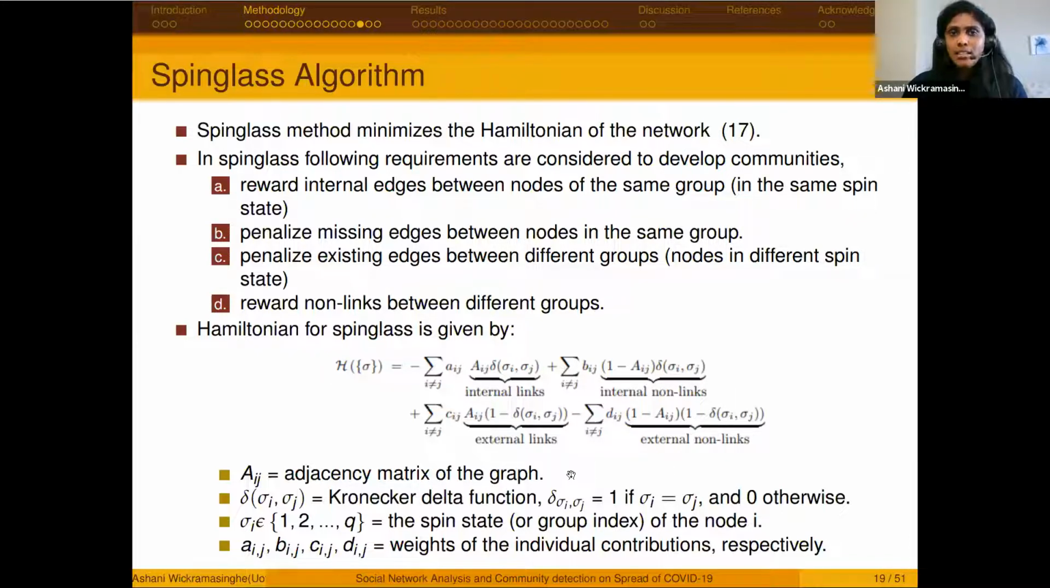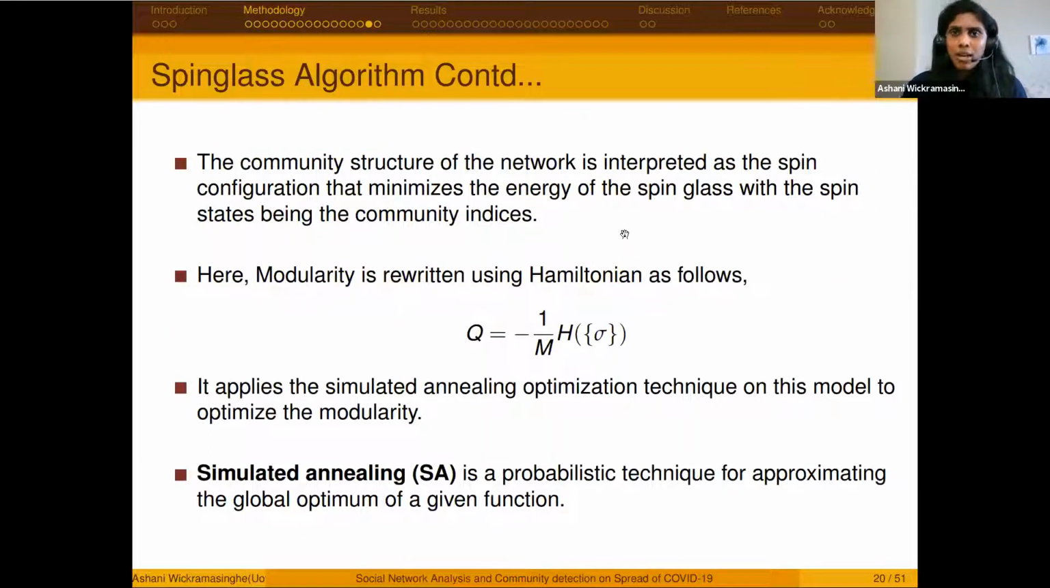Here, sigma i is the spin state or group index of node i. This delta function is called the Kronecker delta function, and if nodes i and j are both in the same spin state, it is equal to 1, else 0. Aij, Bij, Cij, and Dij are weights of the individual contributions respectively. This algorithm tries to minimize the energy of the spin glass, with the spin states being the community indices.